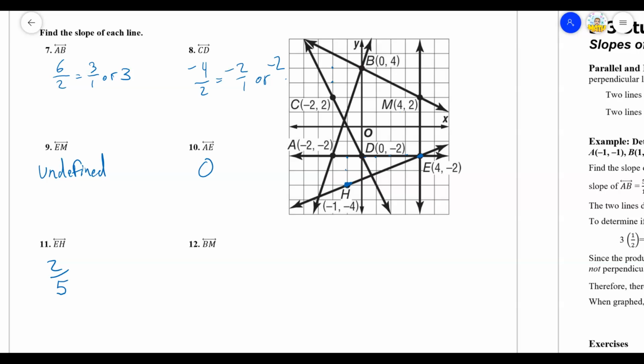Okay. And then finally the last one, BM. How do we move from B to M? We will start at B because it's further to the left, and we can see we're going to have to go down, so this is going to be a negative slope.